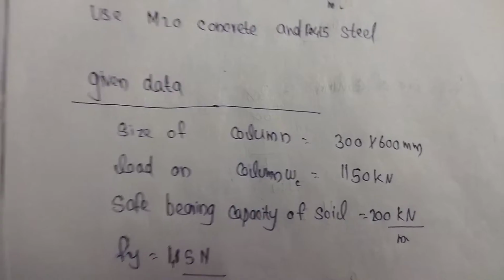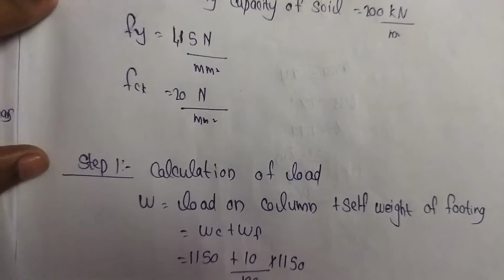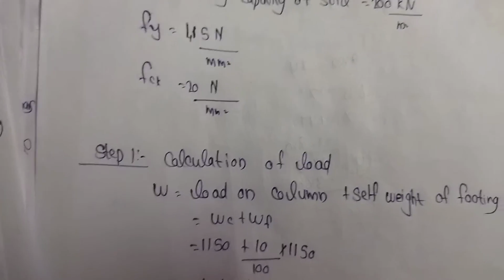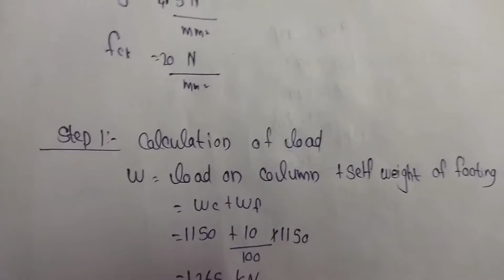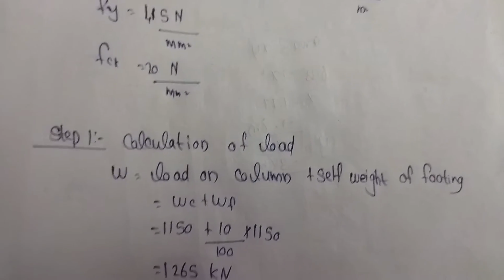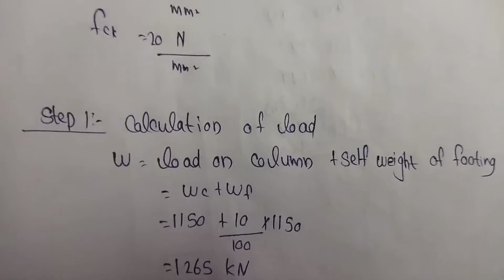Okay, then write the given data. First step, calculation of load. How to calculate the total load? The total load is the sum of the column load and the self weight of the footing. So Wc plus Wf.